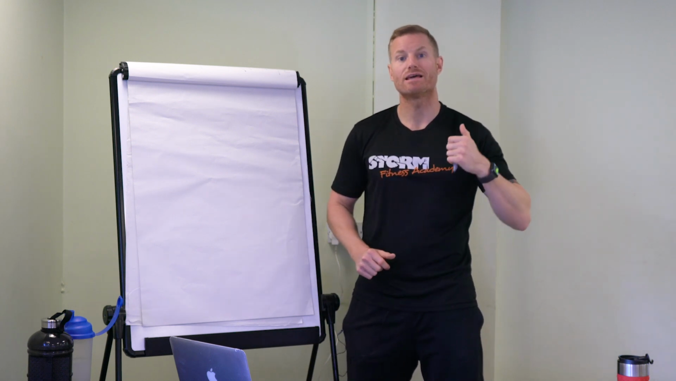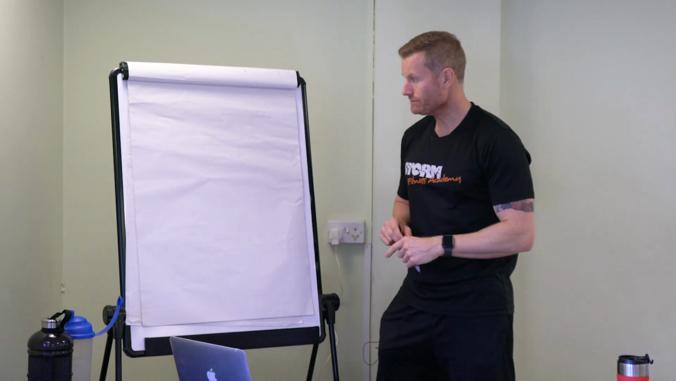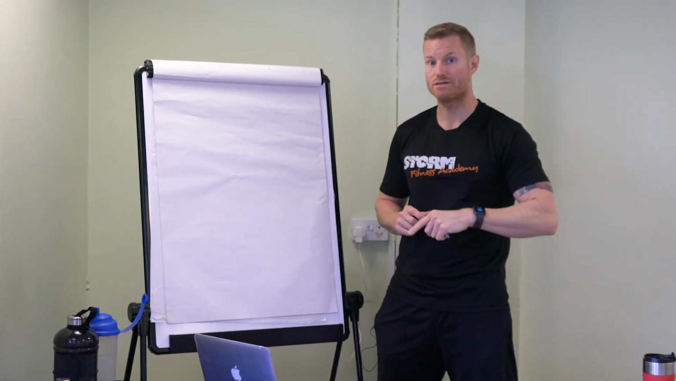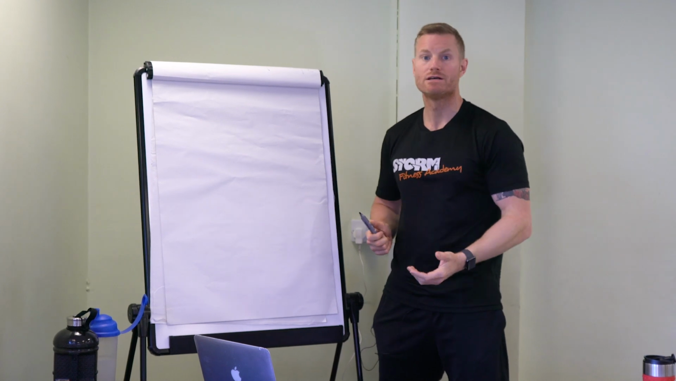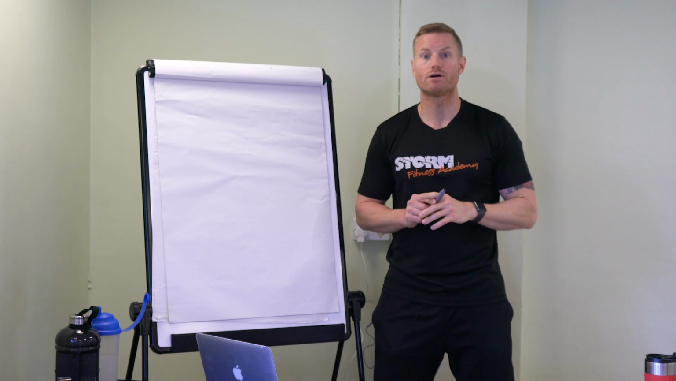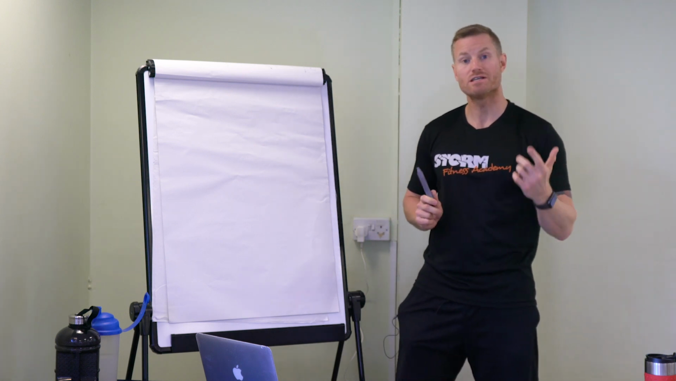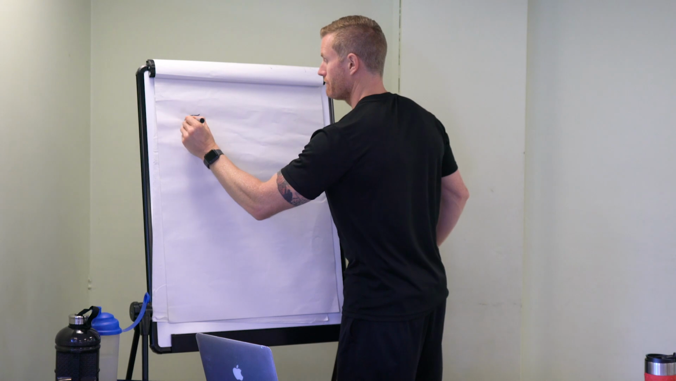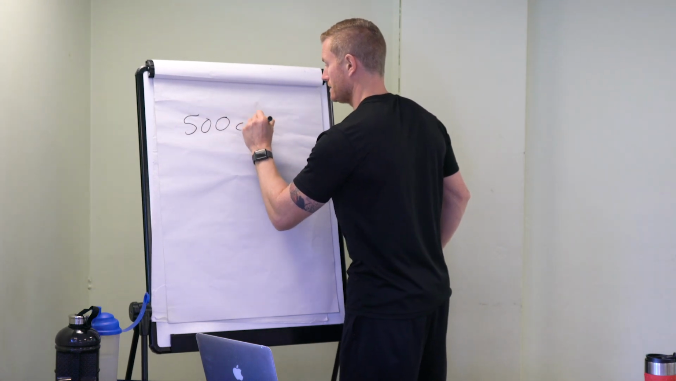So let's say you're maintaining your body weight at the moment, which means you're balancing the energy in with the energy out. So what we need to do is create a calorie deficit. We need to burn off more calories than we're taking in. So if everything's balanced, what we could do is increase your energy expenditure by 250 calories and reduce your calorie intake by 250 calories, which gives us a net calorie deficit of 500 calories a day.